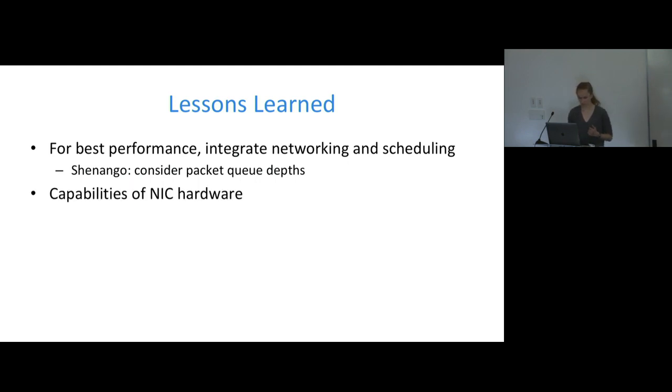Another key thing that I've learned from this research is about the capabilities of NIC hardware today. For Shenango, we were pleasantly surprised that we were able to extract enough information from our NIC in order to run the congestion detection algorithm, and that we were able to reconfigure flow steering rules so quickly. However, there's still room for improvement in the capabilities that the NICs expose.